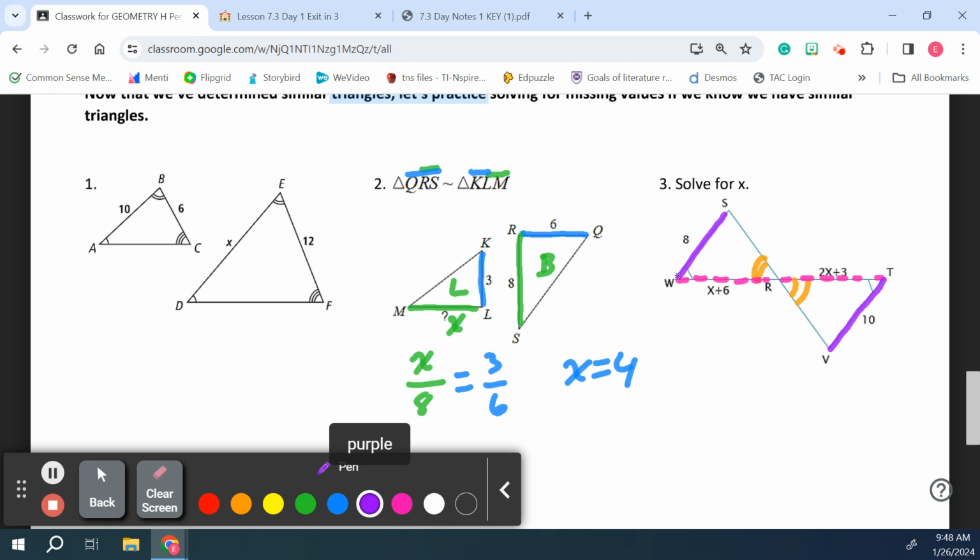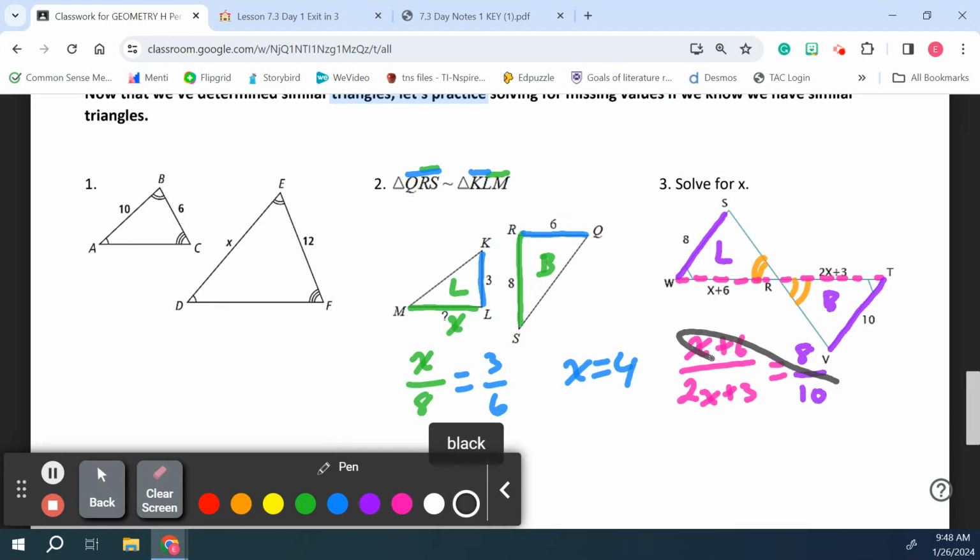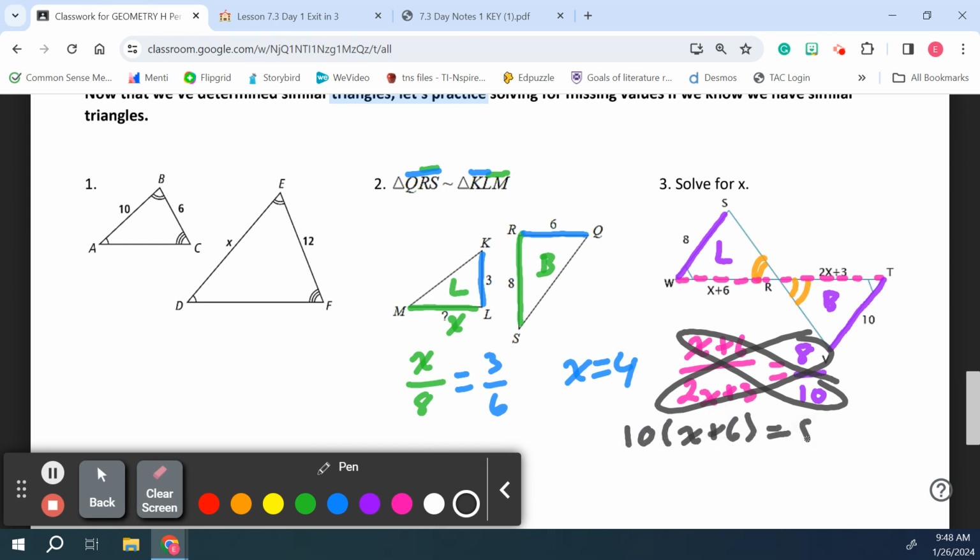So again, I'm going to say this is my little one, this is my big one. You can do 1 and 2, whichever you prefer. But I'm going to have here x plus 6 over 2x plus 3 equals 8 over 10. I am going to cross multiply these two. So this will be 10 times x plus 6 equals 8 times 2x plus 3.